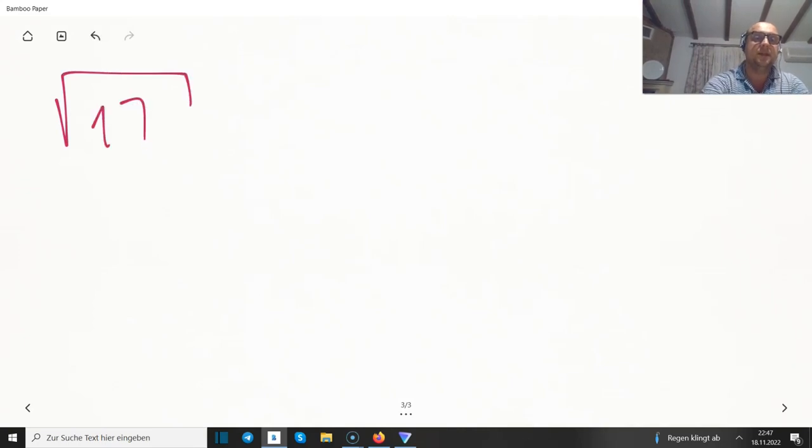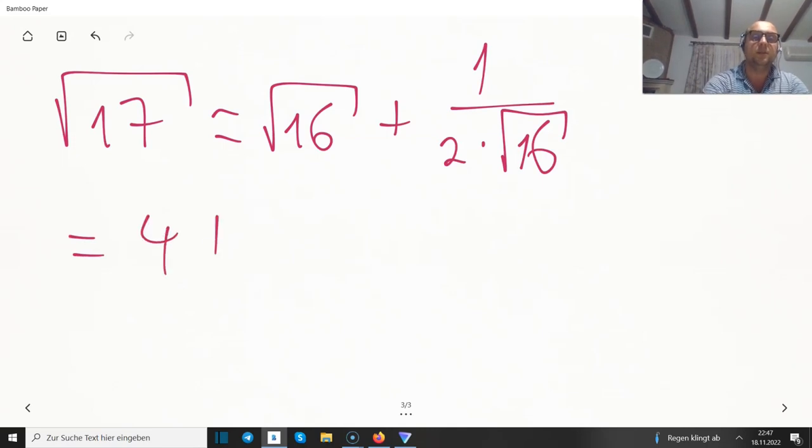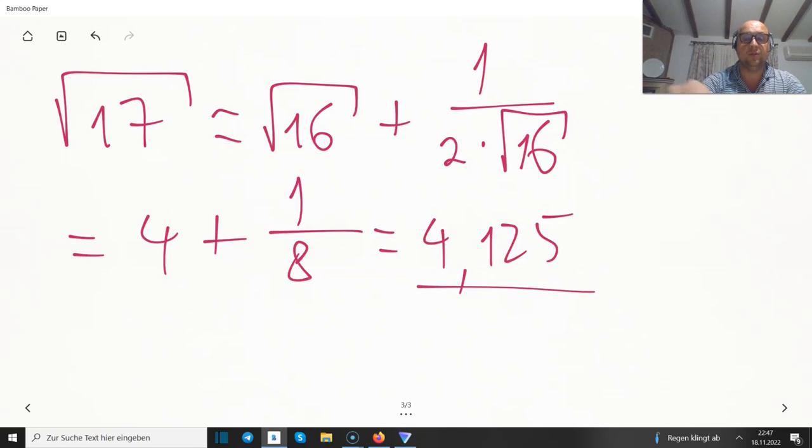Square root out of 17 would be approximately square root out of 16 plus 1 divided by 2 times square root out of 16, which is 4 plus 1 divided by 8. So 4.125, which should be, well, close enough, I think.